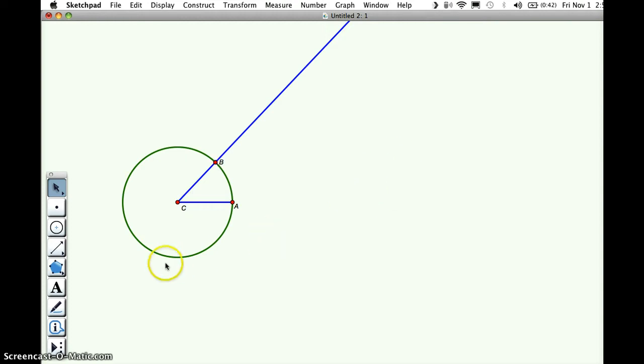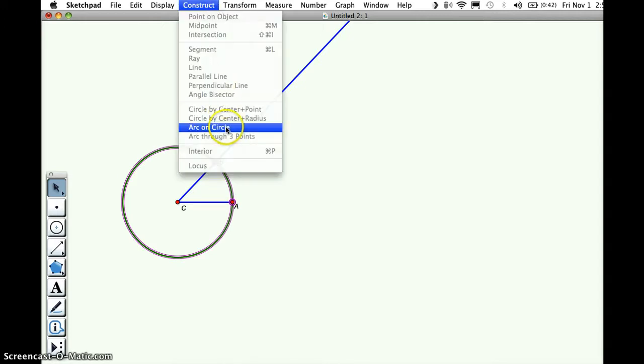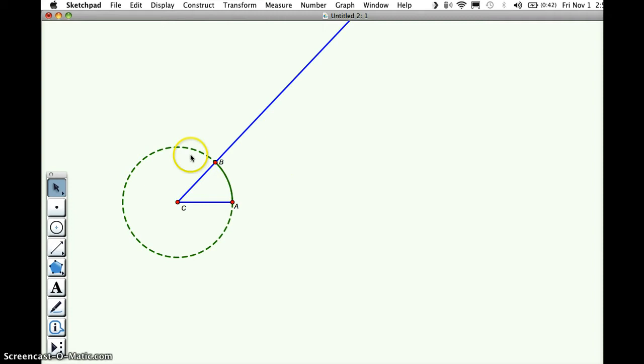To construct the arc, we need to make sure that nothing is highlighted, then highlight point A, the circle, and now point B. Go to Construct and Arc on Circle. Now the circle has a dashed line everywhere except the section of the circle that is cut by the two rays. This part has a solid line. We also have angle BCA, which we will call theta.